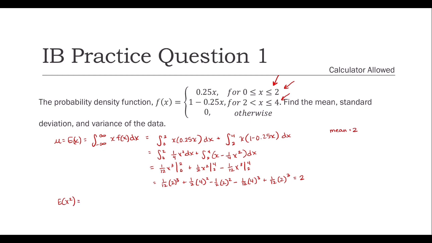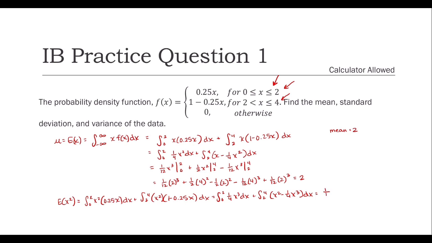So that's going to be our integral from 0 to 2 of x squared times 0.25x dx, plus the integral from 2 to 4 of x squared times (1 minus 0.25x) dx. So this equals the integral from 0 to 2 of 1/4 x cubed dx, plus the integral from 2 to 4 of x squared minus 1/4 x cubed dx.